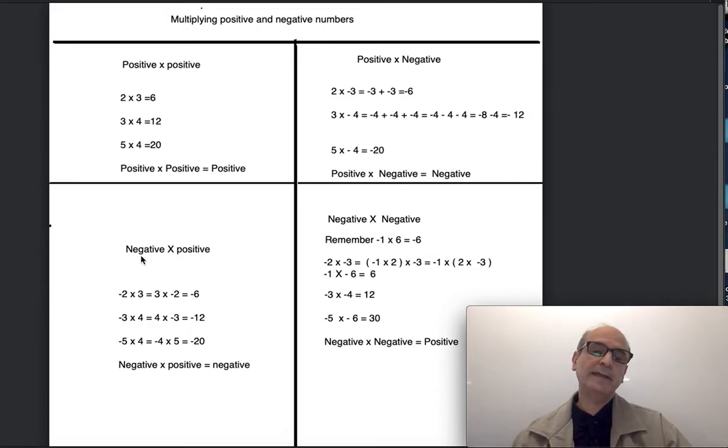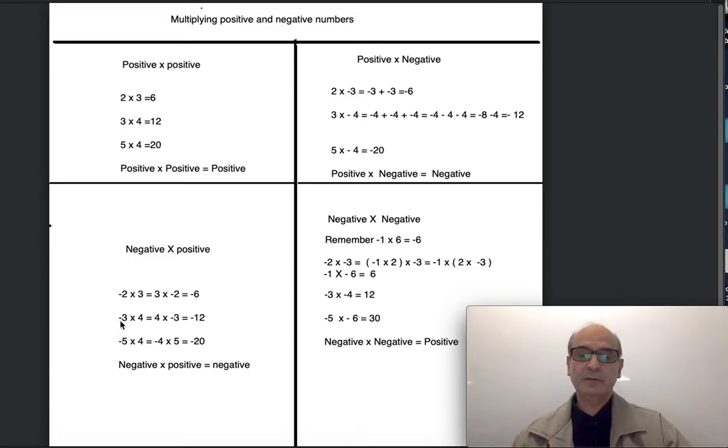Now let's look at a case where the first number is negative and the second number is positive and we are multiplying them together. For instance, I have minus 2 times by 3. The first number is negative, the second number is positive. But you know that when multiplying, the order does not matter. So I can switch the place of 3 and minus 2. I get 3 times minus 2. And based on what we learned here, a positive number times a negative number will give us a negative number. So 3 times minus 2 is minus 6.